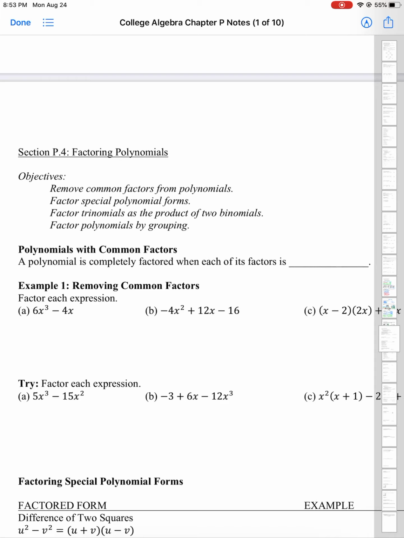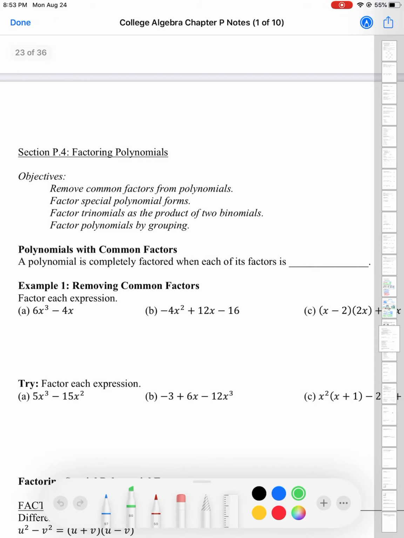Alrighty guys, so here's the video for your P.4 notes. Your objectives are right here. Basically, we're going to be just factoring polynomials of all different types. This is, again, a review lesson. So in P.3, we were multiplying. Now we're going backwards to factor. Remember, we spent a lot of time in Algebra 2 factoring, so this should be a breeze for you guys.